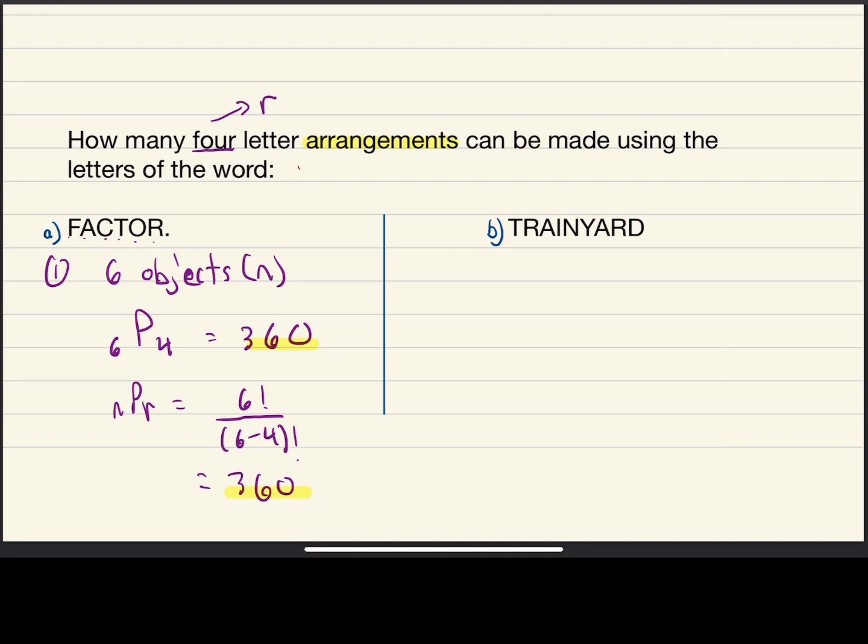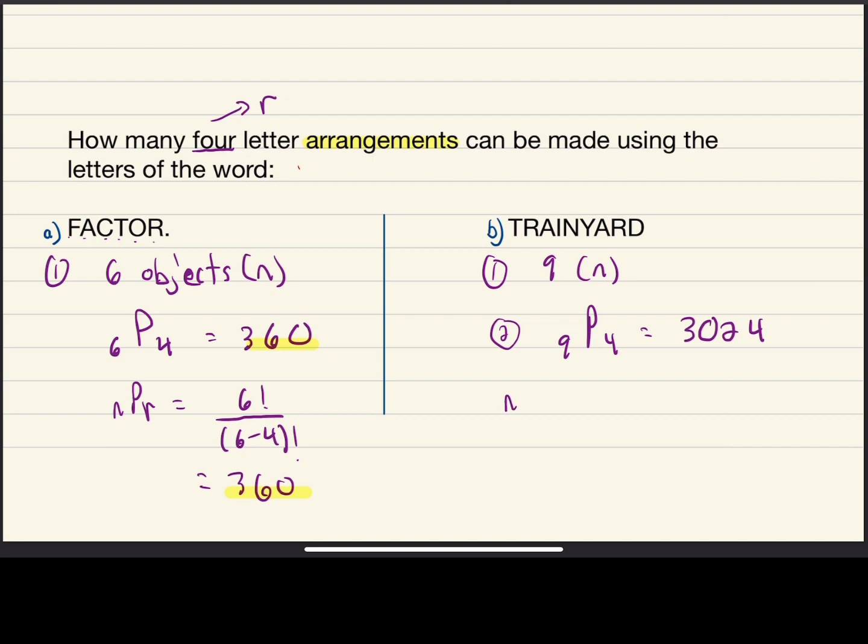Now for the second example, or part B, same idea. We're trying to arrange this word into 4-letter arrangements, and how many of those can we do? So this time the amount of objects is 9. So the n is going to be 9 because there's 9 letters in the word train yard. And so if we're using our calculator, it'll be 9 nPr 4. And this is going to give us 3,024 possible arrangements or permutations.